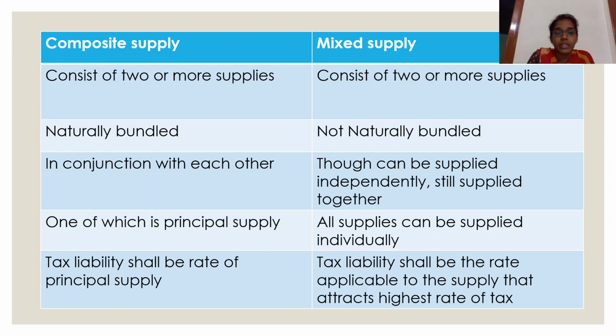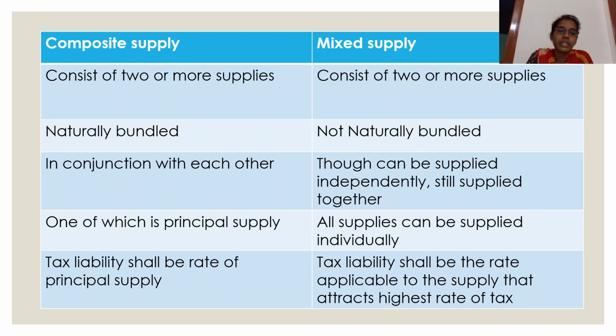In case of composite supply, we have only one predominant supply and we call that the principal supply. In case of mixed supply, there is no such kind of principal supply or predominant one. All the goods or services can be sold individually, that is, independent of each other.